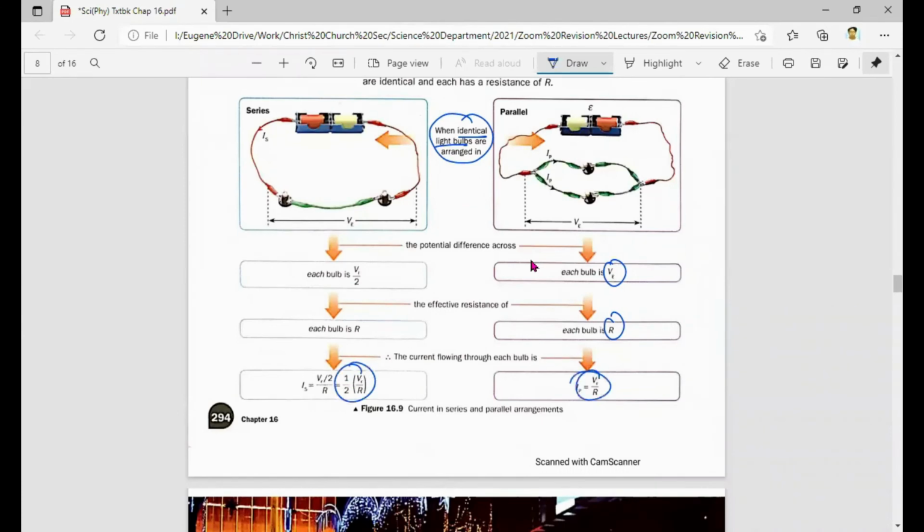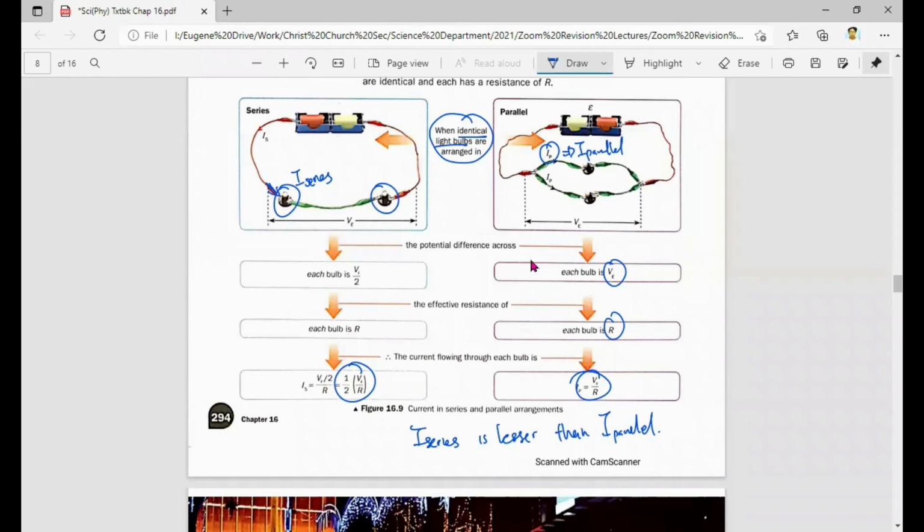The current flowing through this bulb, let's call it I series, compared to this one here, IP, which stands for I parallel. When you compare I series and I parallel, I series is lesser than I parallel. If there's lesser current flowing through a light bulb, obviously the bulb here will be less bright, dimmer. The light bulb here will definitely be brighter. So that's comparing series and parallel.